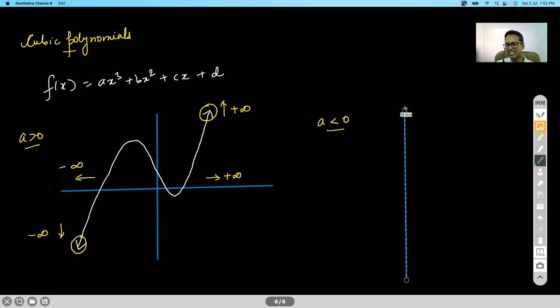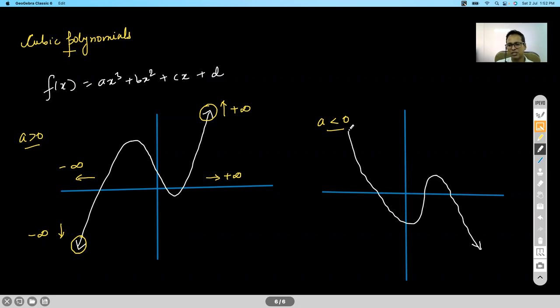Similarly, if your A is negative, then your graph will roughly, again, I'm not drawing a very accurate graph for all situations, look like this. In other words, your graph will be going towards minus infinity if your X is going towards plus infinity. And your graph will be going towards plus infinity if your X is going towards minus infinity. So these are the two arms that are worth noting down, because again, we will come to know about its domain and range from that.